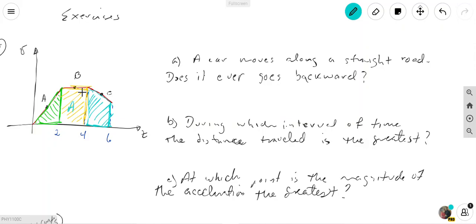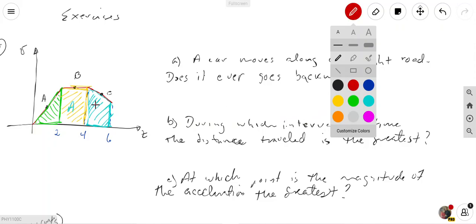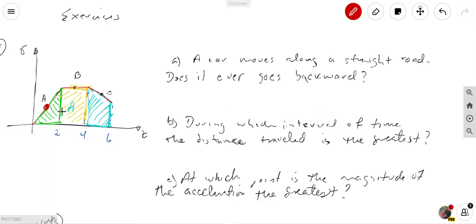In the last part, they ask at which point the magnitude of the acceleration is the greatest. We can say that at point A, at this point over here, the instantaneous acceleration has the greatest value. Why? Because the instantaneous acceleration is equal to the slope of the line of velocity versus time, and that slope has its greatest value in the interval from 0 to 2 seconds, at point A.